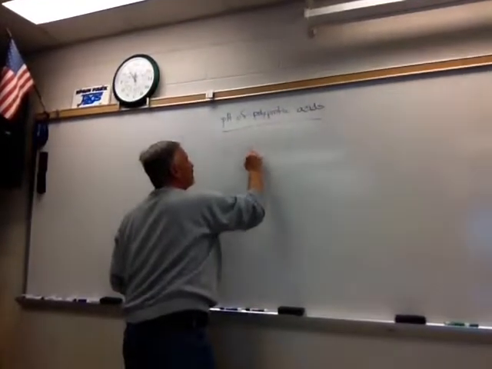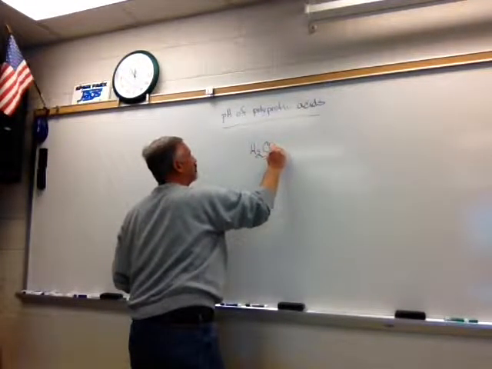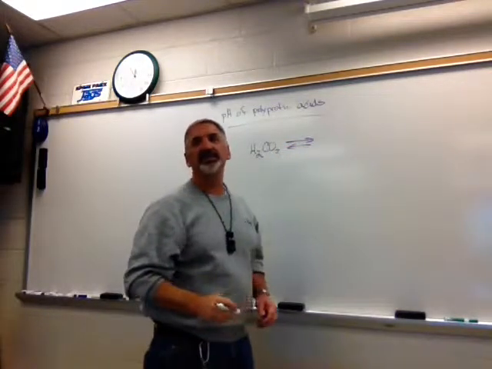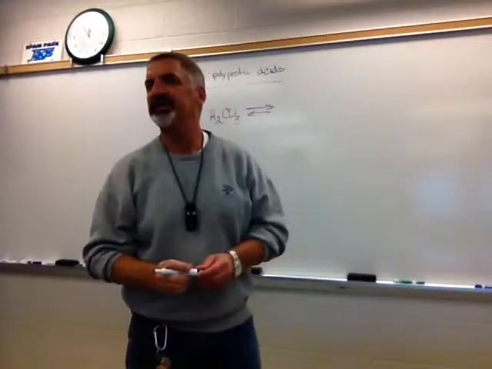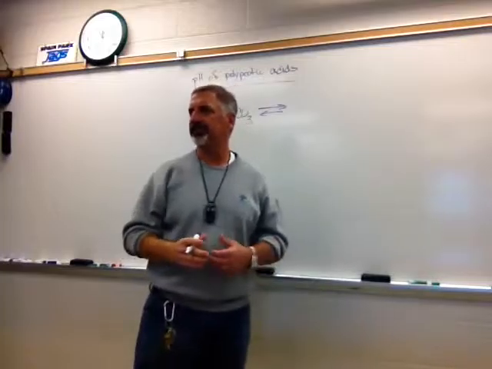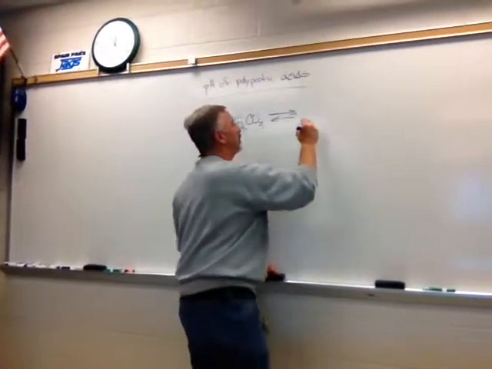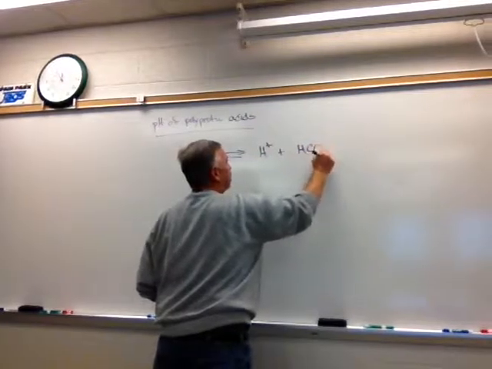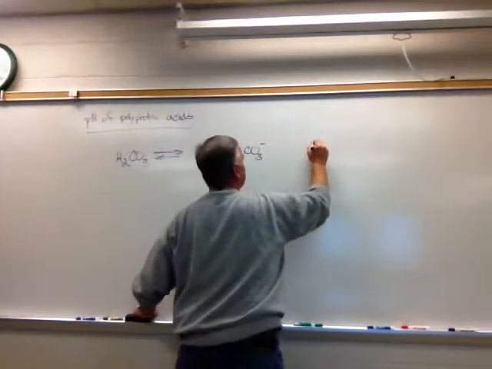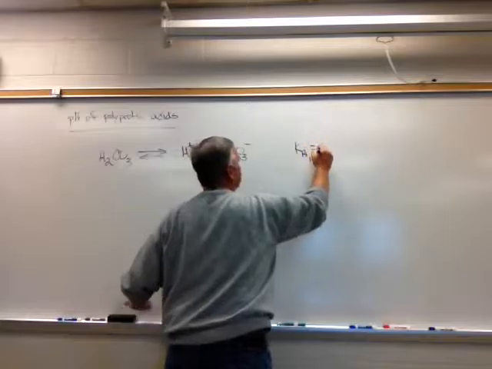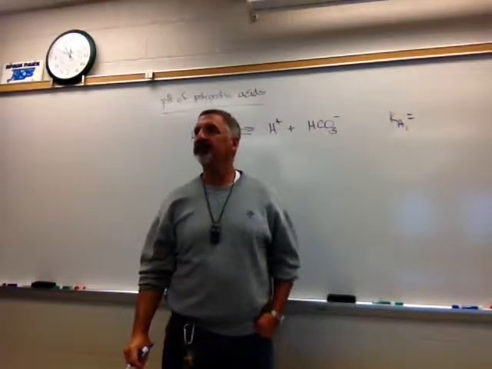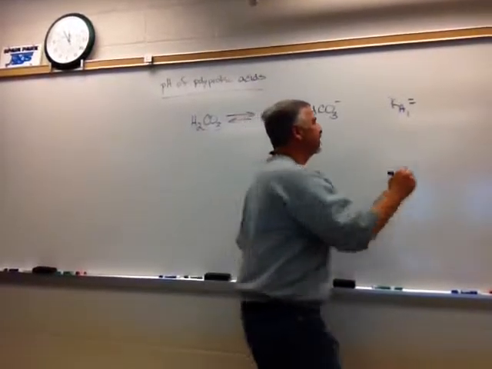So if I have our most common polyprotic acid, carbonic acid, when it goes to ionize, how many hydrogens does it lose? One at a time. So we're going to get H plus and HCO3 minus. And if you look at the chart back there, it says Ka1 for carbonic acid, H2CO3, is going to be 4.3 times 10 to the minus 7.